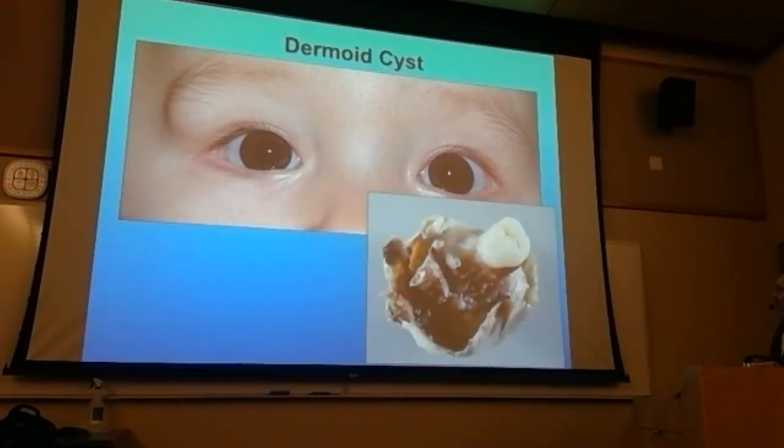This is, again, what it looks like. Again, it's a cystic tumor. You can see the outer enclosing layer, and look what you've got inside here. It's the big tooth. These are very interesting tumors.